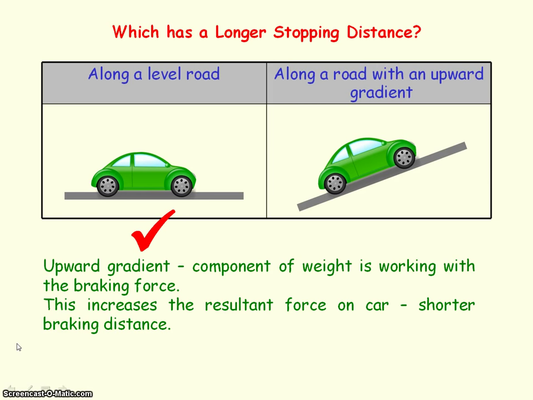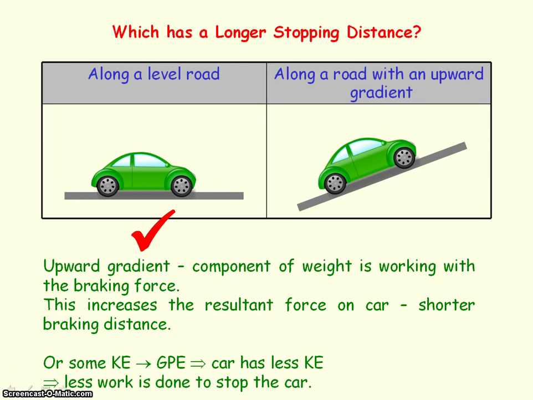In terms of energy, then the car moving upwards, some of the kinetic energy is converting into gravitational potential energy as the car gains height, and so it is losing kinetic energy, so less work is done to stop the car. The same braking force will be applied over a shorter braking distance.